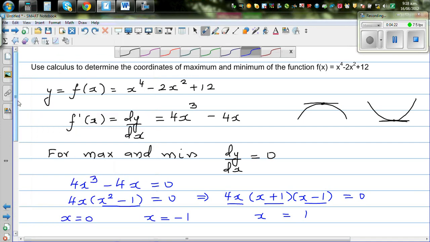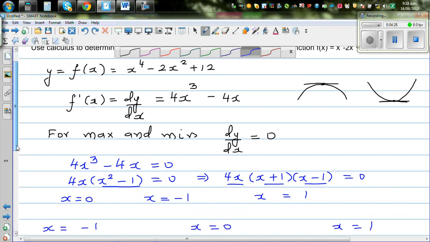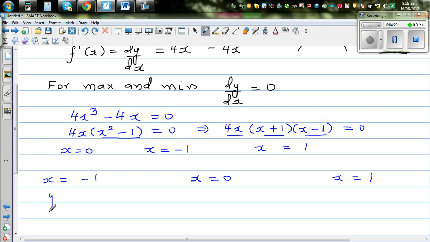So we have the coordinates. But now we need to decide which is the maximum and which is the minimum. So at negative 1, the y coordinate is 11.